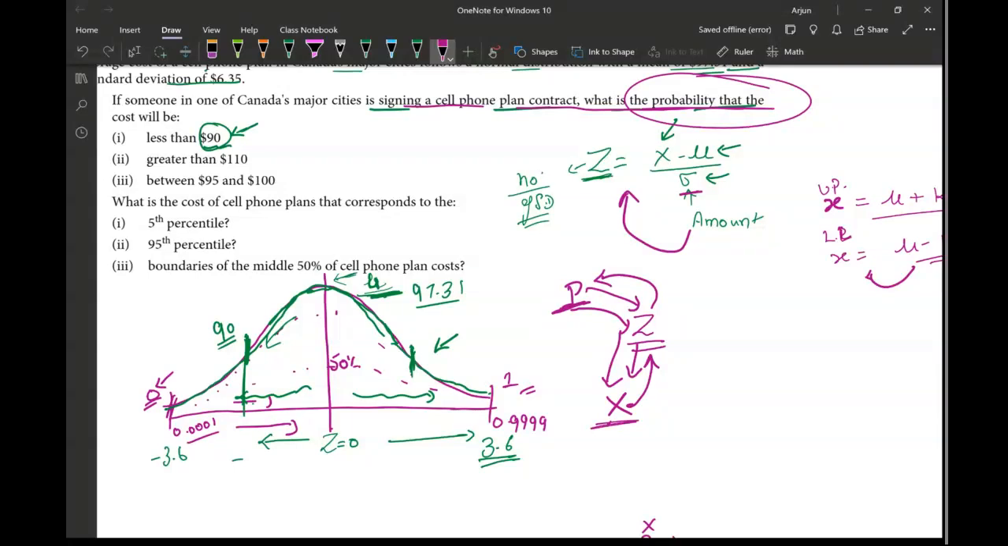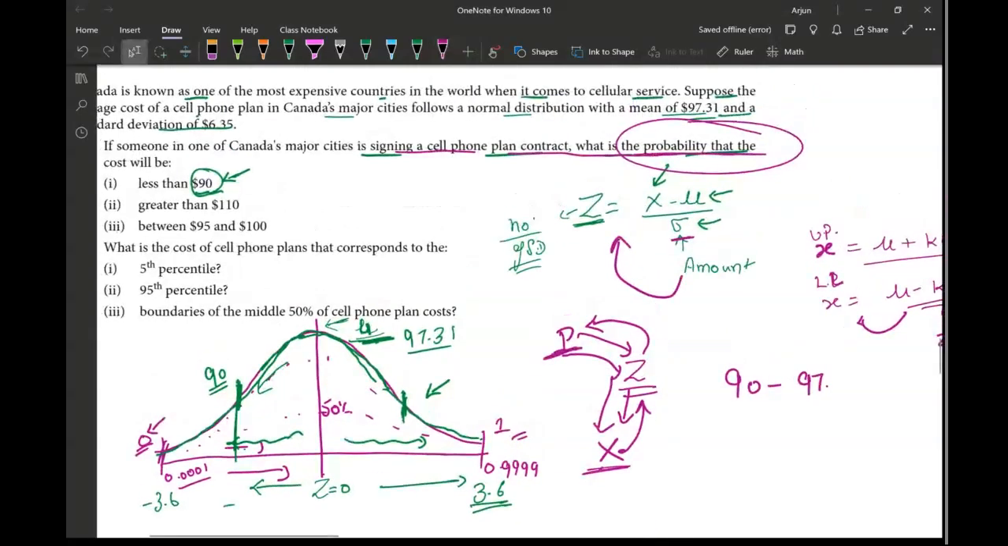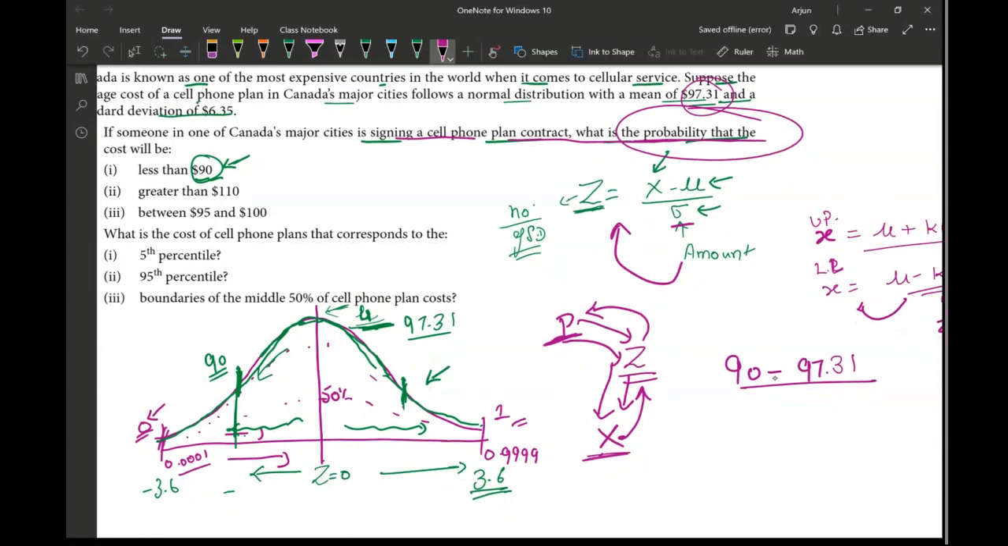Now in this question x is given, so I'll put 90 minus 97.31, and then divided by the standard deviation, which is sigma. Sigma is equal to 6.35, which is equal to z. That's how I'm going to find it.